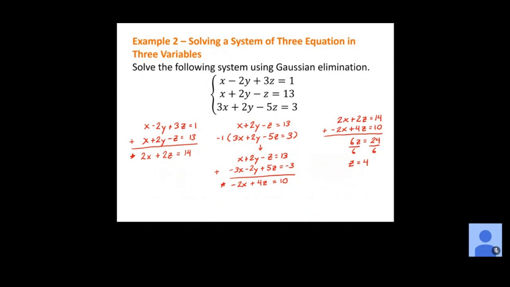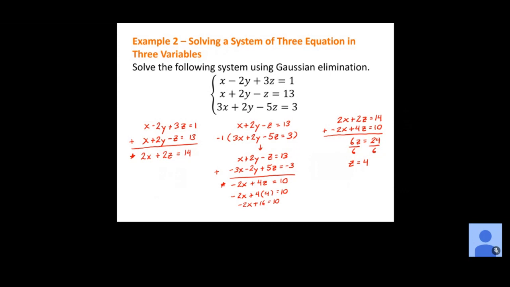Yeah, and we've got two different equations that we can plug into, right? We have the negative 2x plus 4z equals 10, or the 2x plus 2z equals 14. It does not matter which one of those we choose, because if we plug that z value in, we can solve for x, okay? And both of those equations should give you the exact same x value regardless. So I'm just going to go with this second one that we did down here. So it's going to be negative 2x plus 4 times z, which is now 4, is 10. So then when we solve that, we get negative 2x plus 4 times 4 is 16, equals 10.